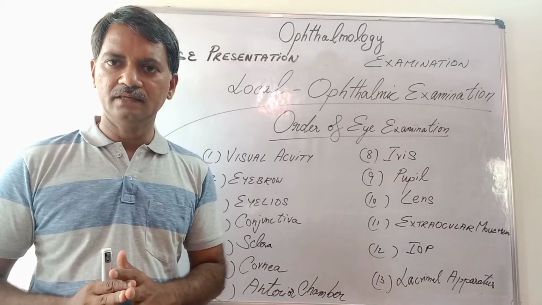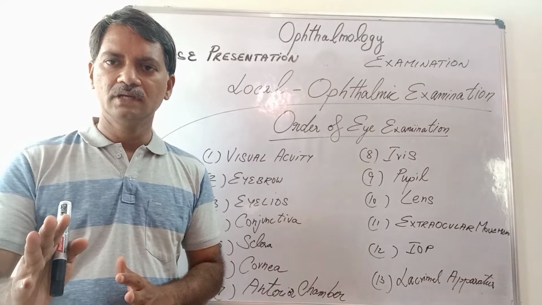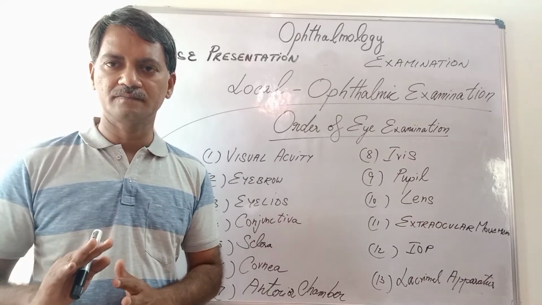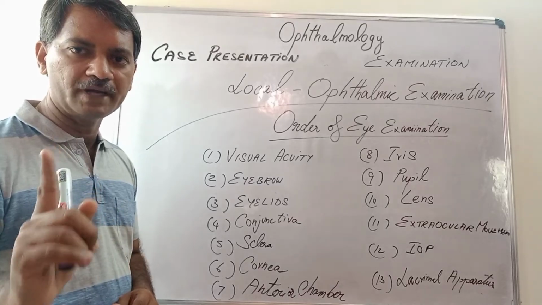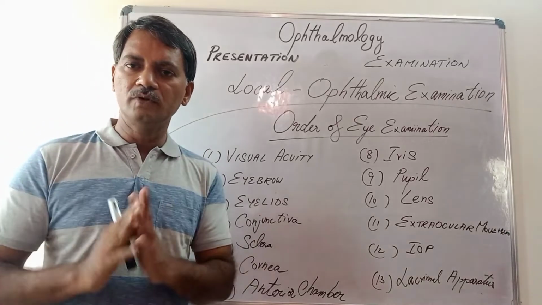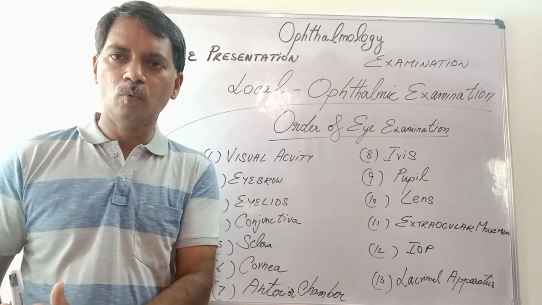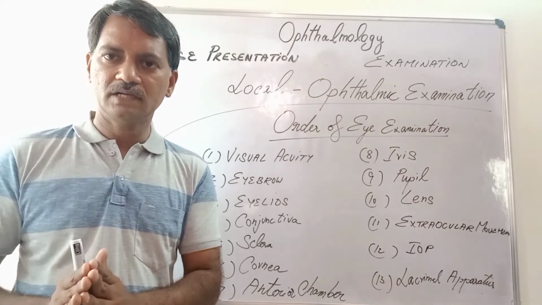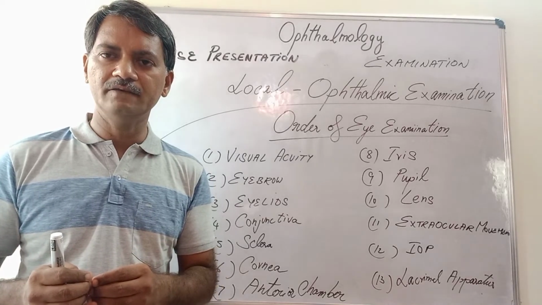Now let us see what is the order of examining the eye. Already I have told the right eye has to be examined first, the left eye second. When you examine the eye, the first and foremost thing you have to find out is the visual acuity of that particular eye. If the visual acuity is good, the illness in the eye is a small one. If the visual acuity is a bad one, that is, the visual acuity is very less, then the illness or problem in the eye will be a bigger one.